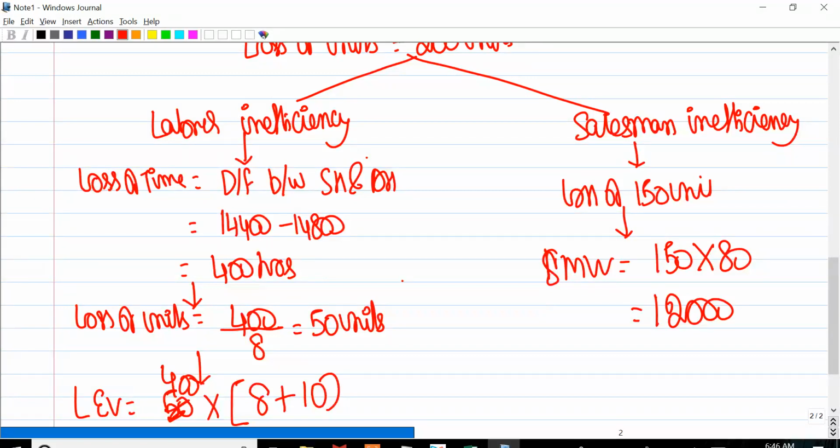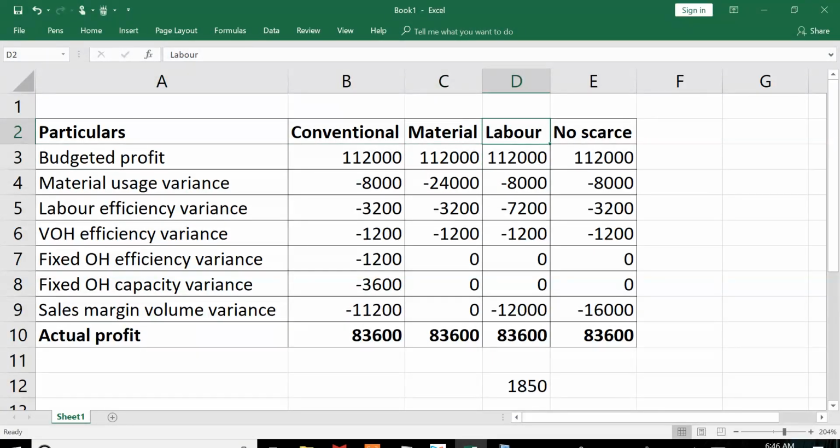Any doubts on this? So go to the main table and you are done with your labor part. Any doubts on this? Then come, yeah.